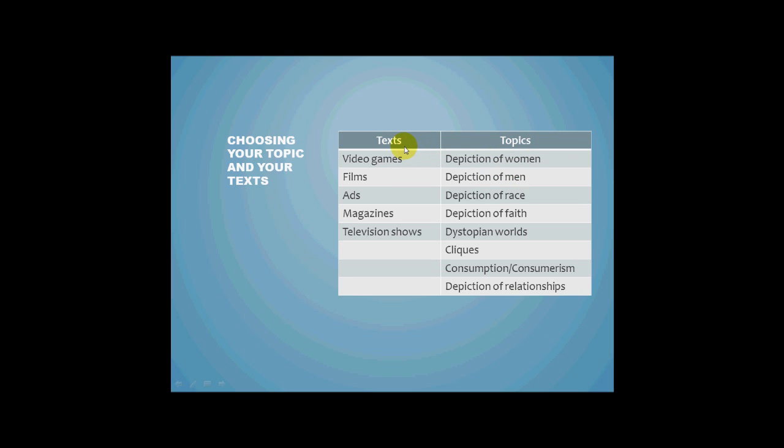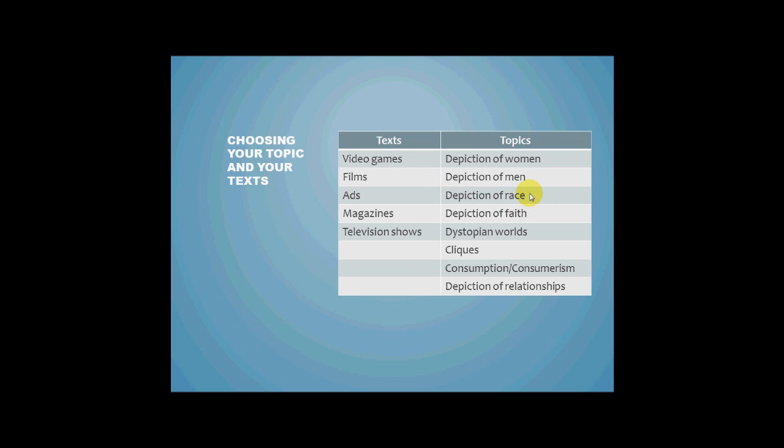Now, when you choose your text, there are a few things you want to keep in mind. You can choose text from different mediums. So, for example, you can have a film and a TV show. But it's actually quite helpful to make sure that they are from the same genre. And by that I mean that they are the same kind of storytelling. So, for example, perhaps you are looking at a dystopian world that's in a video game. Well, you can certainly look at a film version of a dystopian world as well.